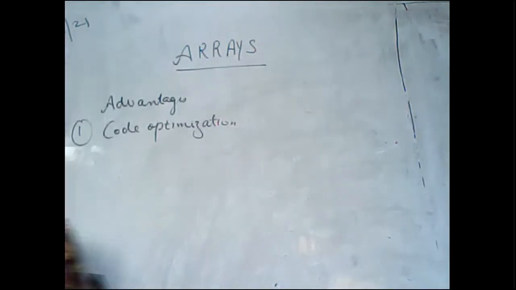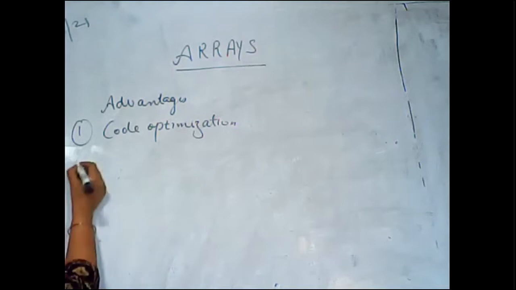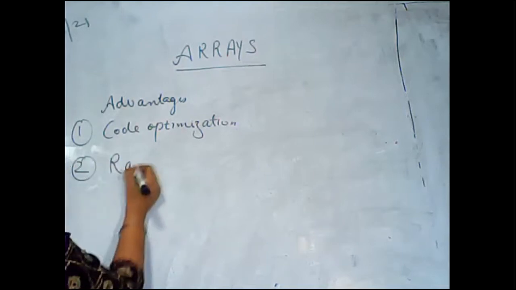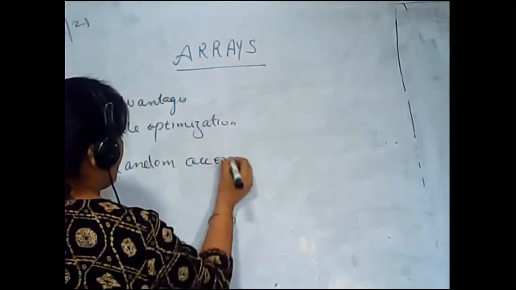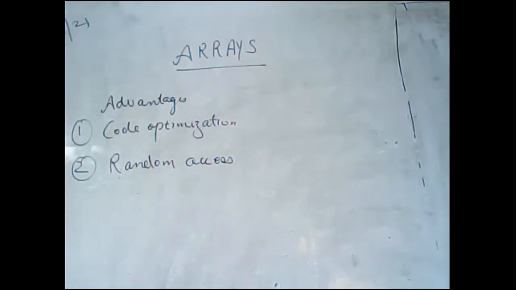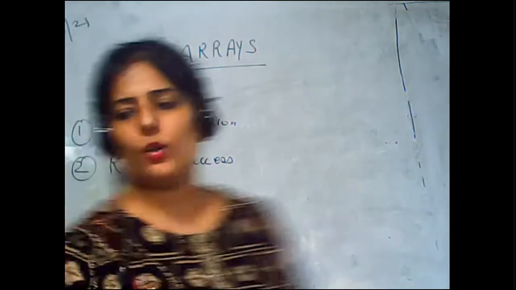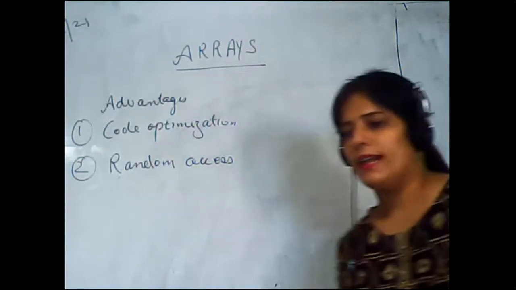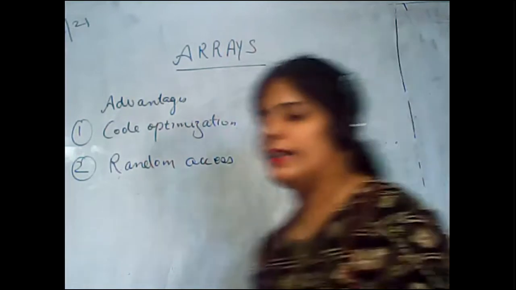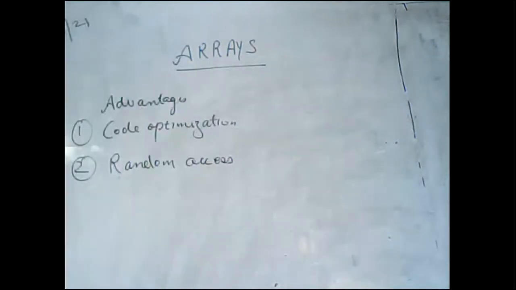The second advantage of an array is that we have random access. We have random access to any element in an array. It provides us that we can get any data located at a particular index position. So it helps us to have random access to that particular data in an array. This is why we are using an array, and these are the main advantages of an array.